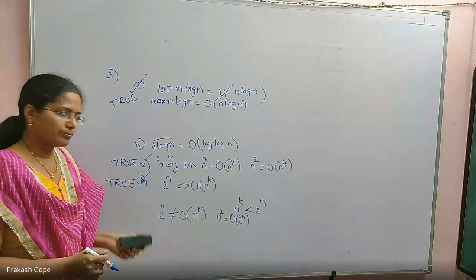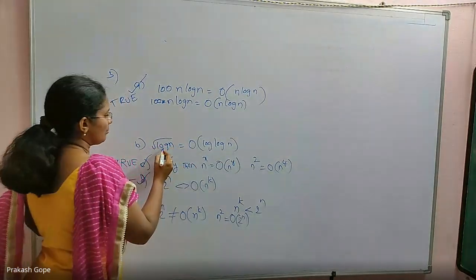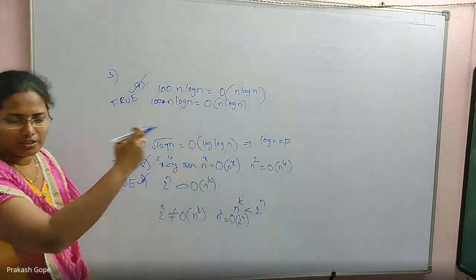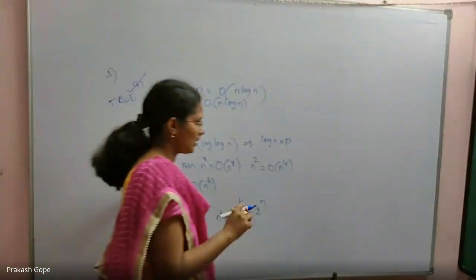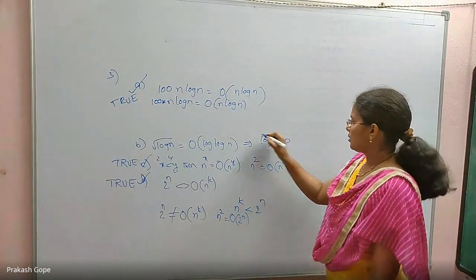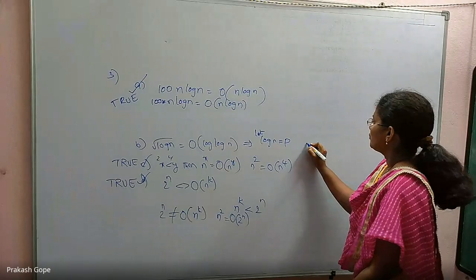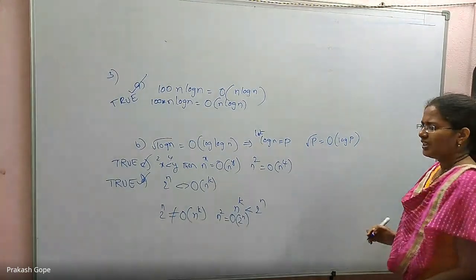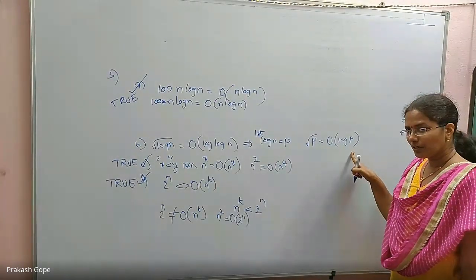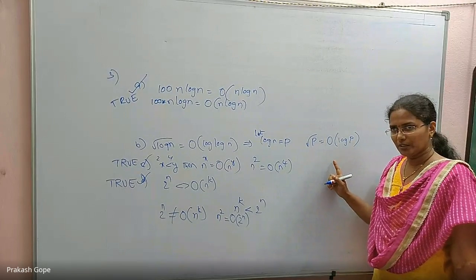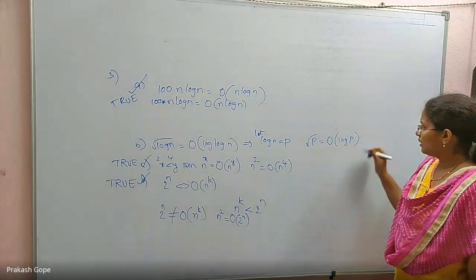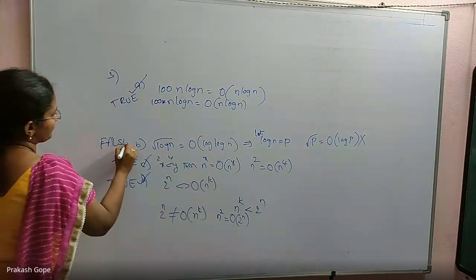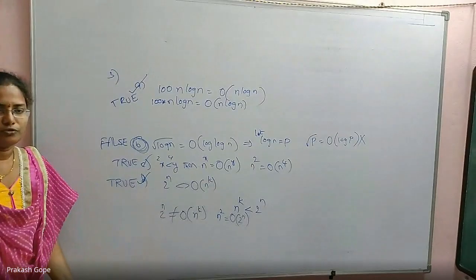Now let us see this. Let me say log n is p. In fact, we know this formula. Let log n be equal to p. Substitute this here. Square root of p is equal to big O of log p. Is square root of p less than log p? Log p is less than square root of p, correct? But he said square root of p is less than log p. This is false. So this is a false statement. So the answer is this one. We are looking for a false statement.